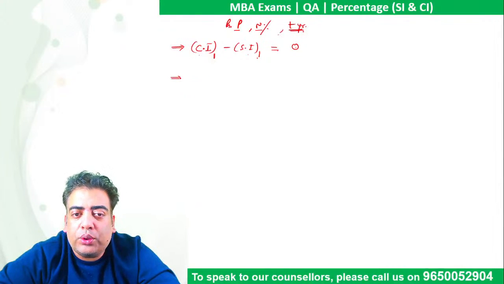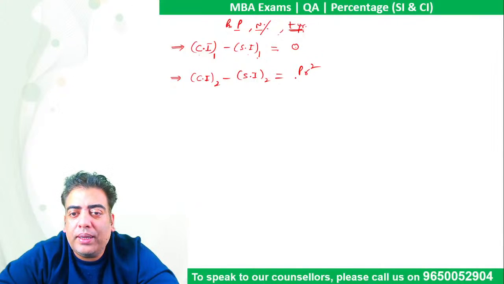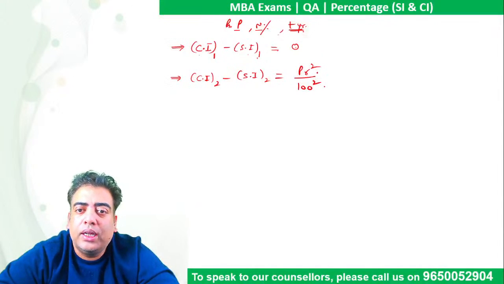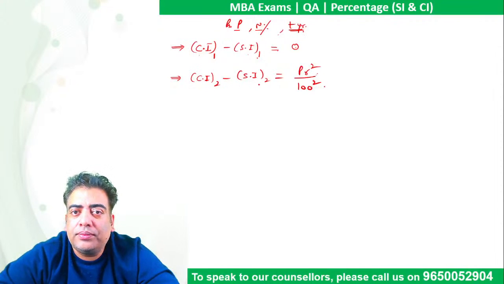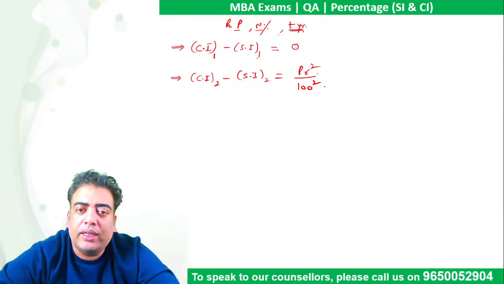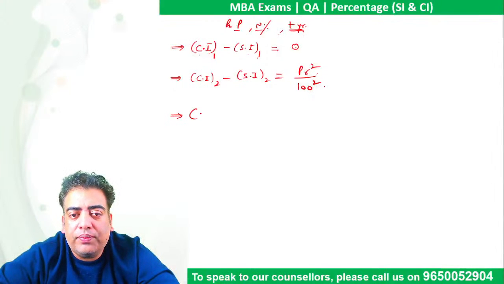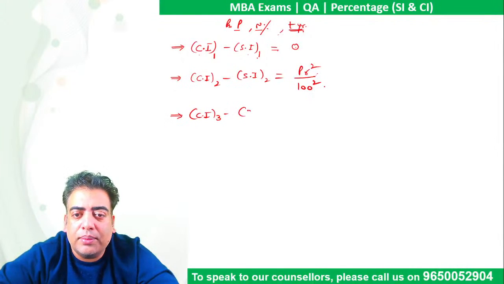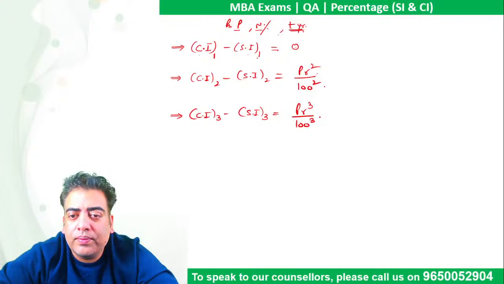But when you invest for 2 years, the value of compound interest is always more than the value of simple interest, and this difference comes out to be PR square upon 100 square. Please remember this term as it is. Your calculation will be quite easy with this. So a direct question comes based on this. If you remember this, at least 3-4 steps will be saved, and the time saved will be extra. And if we are given the difference for compound interest and simple interest for 3 years, it comes out to be PR cube upon 100 cube plus 3 PR square upon 100 square.